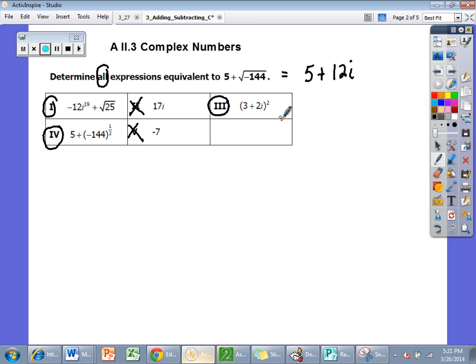So make sure you're taking the time as you go through the test to use your calculator to your advantage. If you have more questions about complex numbers, please see your math teacher.